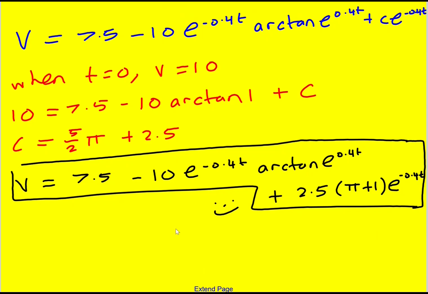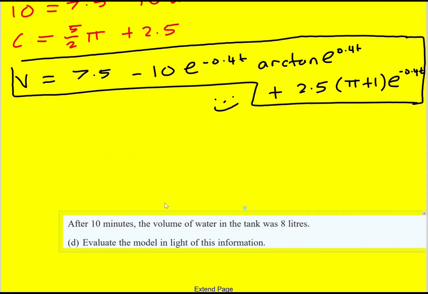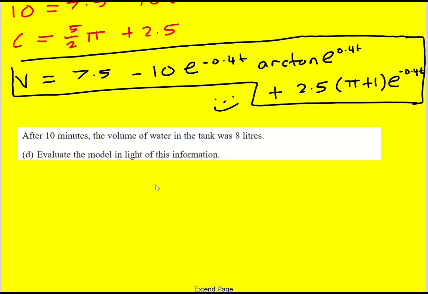There's one part to go, and we're told after 10 minutes, the volume of the water in the tank was 8 liters. Evaluate the model in the light of this information. So let's work out what the model predicts when t equals 10. And if you sub it in, definitely just put this into your calculator. It will be expected you leave your answer up here in terms of pi and everything. So you'll be careful because if you just put it into your calculator, you might not know how to deal with it.